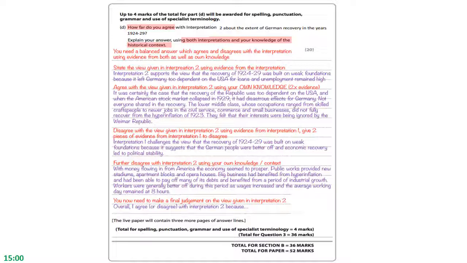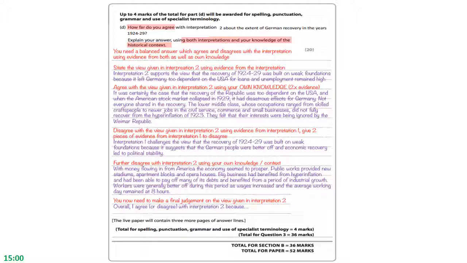Okay, so you have reasons to agree with it from your own knowledge. You have reasons to disagree with it using interpretation 1. And then you've got reasons to disagree with it using your own knowledge again, right? So with money flowing in from America, the economy seemed to prosper. Public works provided new stadiums, apartment blocks and opera houses. Big business had benefited from hyperinflation and had been able to pay off its debts and benefited from a period of industrial growth. Workers were generally better off during this period as wages increased and the average working day remained at 8 hours.